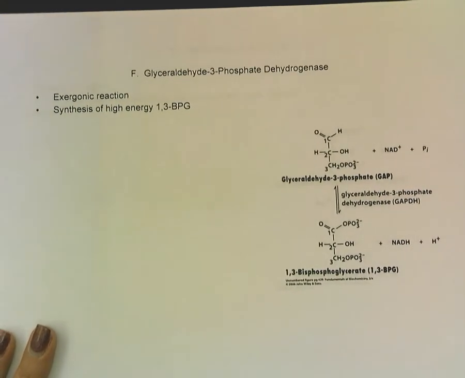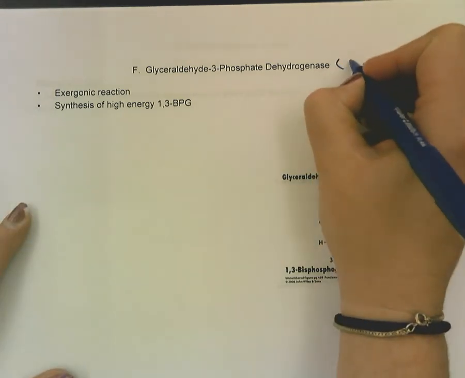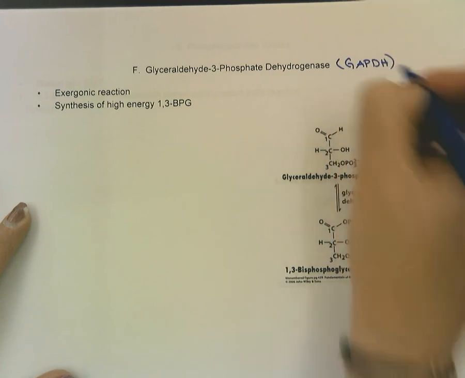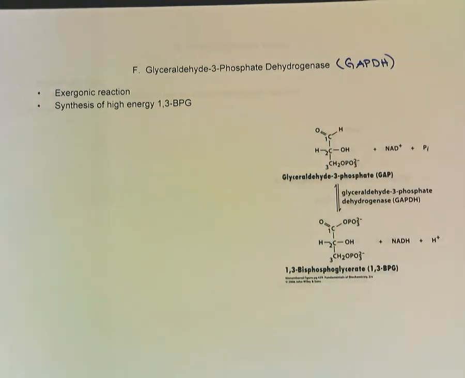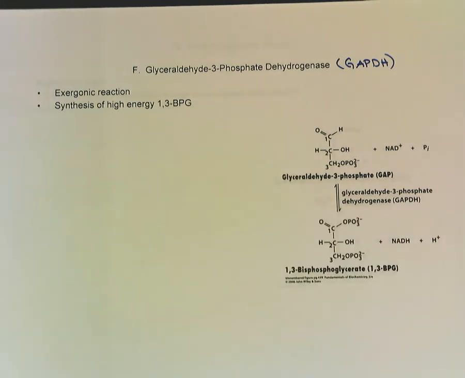Okay, fair enough. So the first part of phase 2 is we're going to use glyceraldehyde 3-phosphate dehydrogenase, otherwise known as GAP-DH. It's not a snazzy name, but it does tell you that it's going to work on GAP. So it's going to take our GAP and dehydrogenate it.